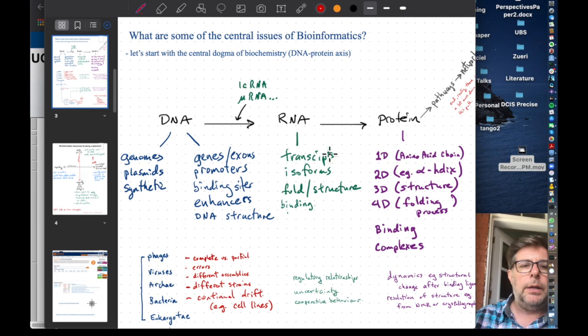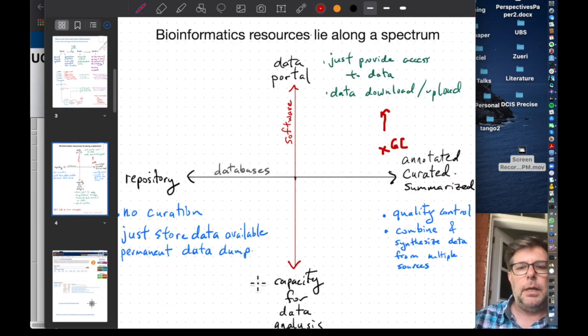So the next example, okay, actually we can go back to this and play this game. Where are we in that spectrum? Is it a database? Is it curated? I would say it's definitely along the curated spectrum. Okay, maybe not quite as curated as GeneCards.